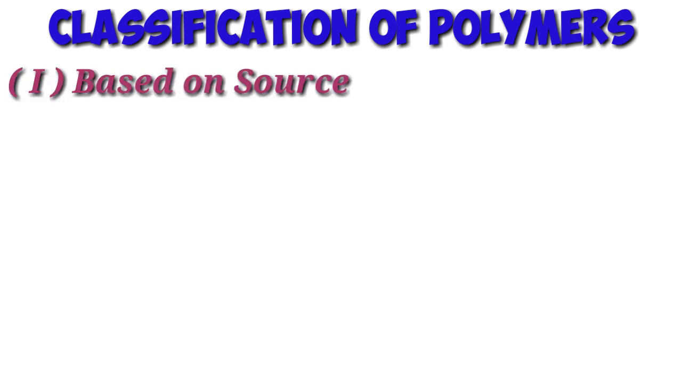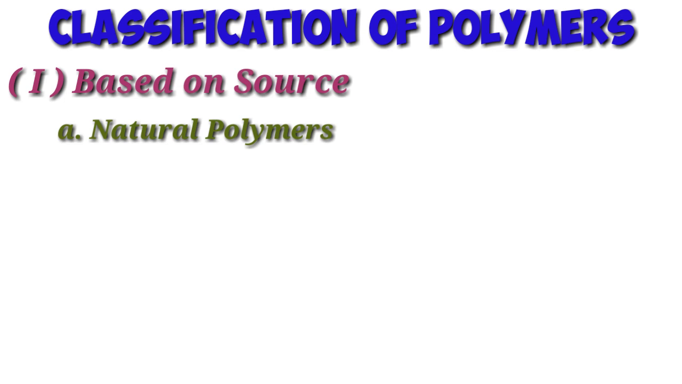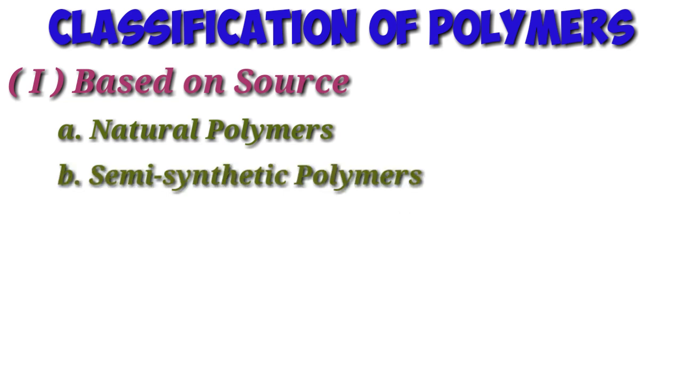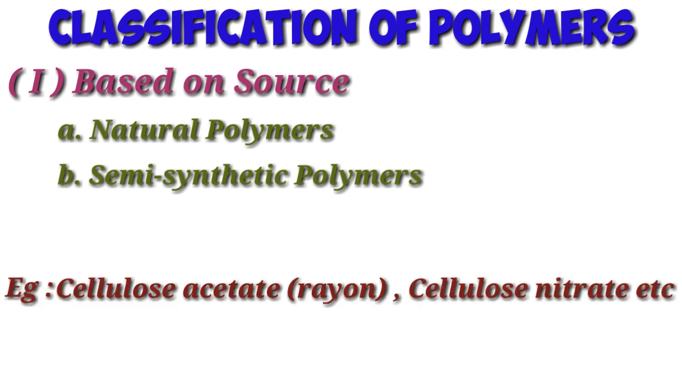Next one, classification of polymers. Different ways of classification are there. First one, classification based on sources. First one, natural polymers. These are naturally occurring polymers and are found in plants and animals. Example, proteins, cellulose, starch, resins, rubber, etc. Second one, semi-synthetic polymers. They are chemically modified natural polymers and they are called semi-synthetic polymers. Cellulose acetate, that is rayon, and cellulose nitrate are examples of semi-synthetic polymers.